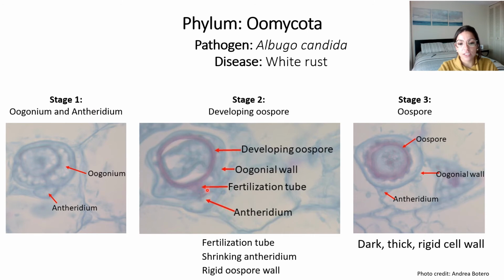In this case, the fertilization has already occurred. We have the fertilization tube, as we can see in the picture. We have the oogonial wall, which are the remains of the oogonium once it was fertilized, and we have the developing oospore. We have this double wall being developed. And in the third stage, we have the oospore, which has already produced a dark, thick wall, and it is ornamented as well. The oogonial wall is over here, and the fertilization tube has already disappeared.